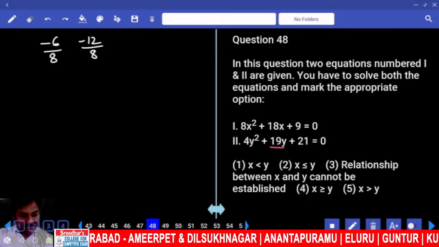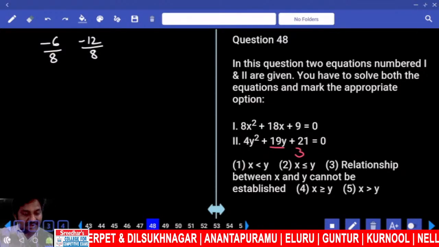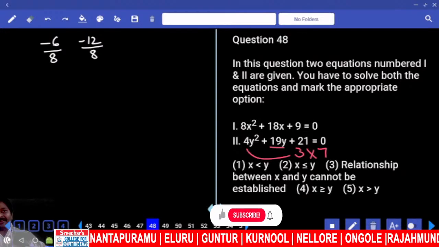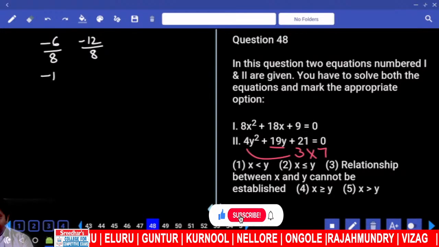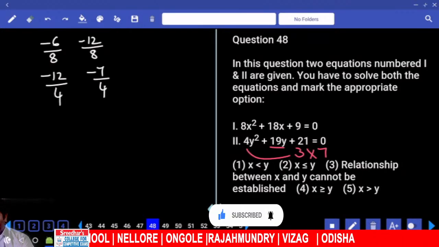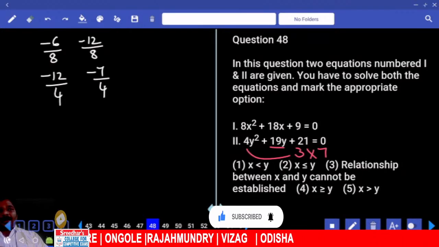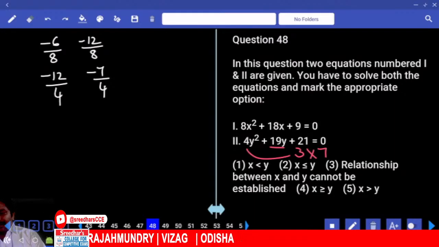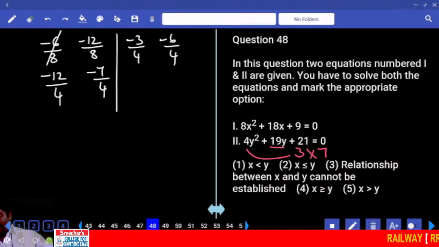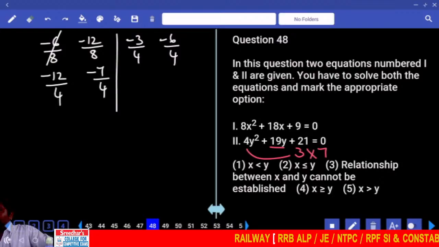Got it? Let me write 21 as 3 into 7. 4 3s 12. 7. 19. Minus 12 minus 7 divided by 4. I want to make all the denominators equal. The same we can write it as minus 3 by 4 minus 6 by 4. Clear? All denominators equal. X is clearly greater than y.